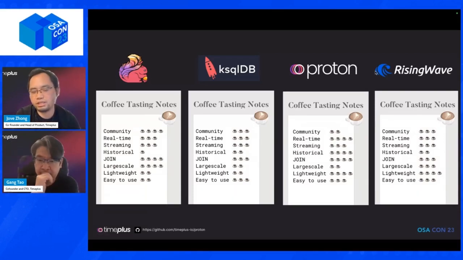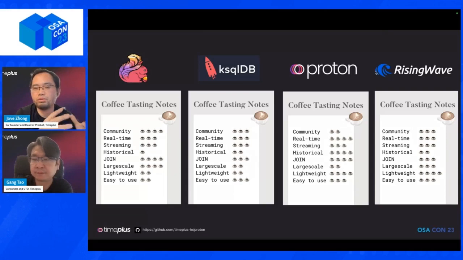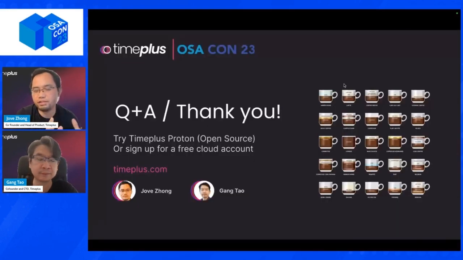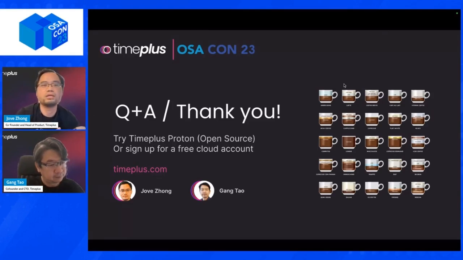KSQLDB is based on the assumption that all the data is in Kafka. With Proton, we take a very ambitious goal to focus a lot on simplicity, as simple as a single binary. We also focus a lot on the performance side and provide a unified capability for both historical data and streaming data, unlike other systems like Rising Wave or Bytewax. The key point is to check different tools based on your team's skill set, for example, whether your team prefers using SQL or Python, whether you want on-prem deployment or the cloud, and whether you care more about the real-time side or the historical side.